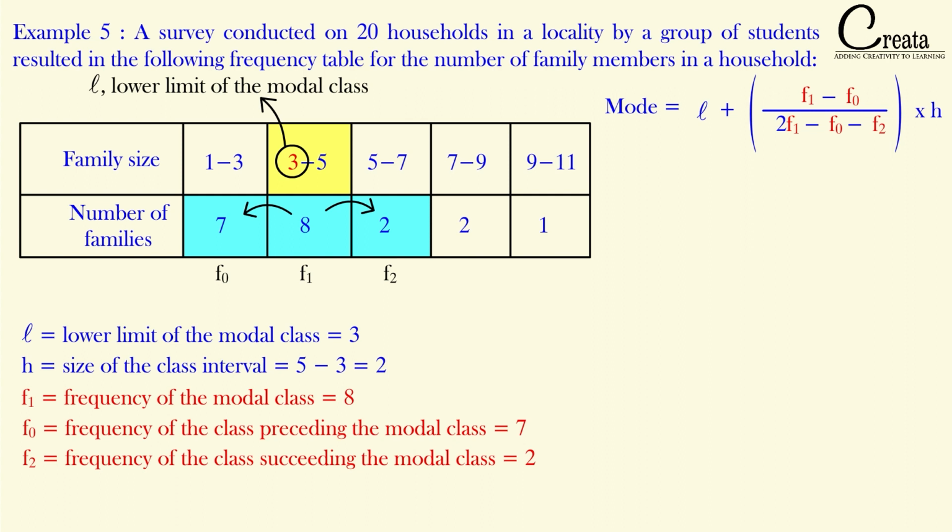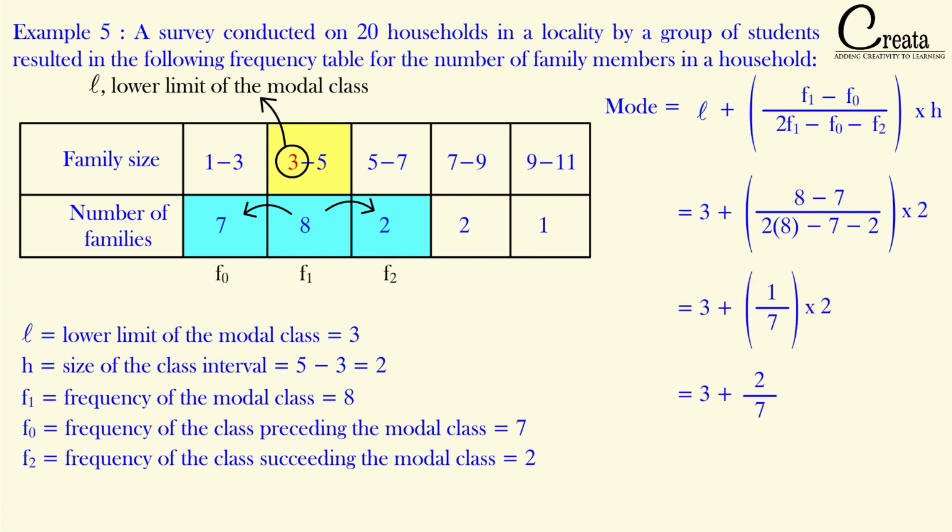So we got all 5 components of the formula. L is the lower limit, H is the size of the class interval, and F0, F1 and F2 are the 3 frequencies. So we know all the values. Let's put them into the formula and solve it. We got the mode as 3.286. Got it? This is the answer, and 3.286 falls in the range between 3 to 5. So our understanding is correct.